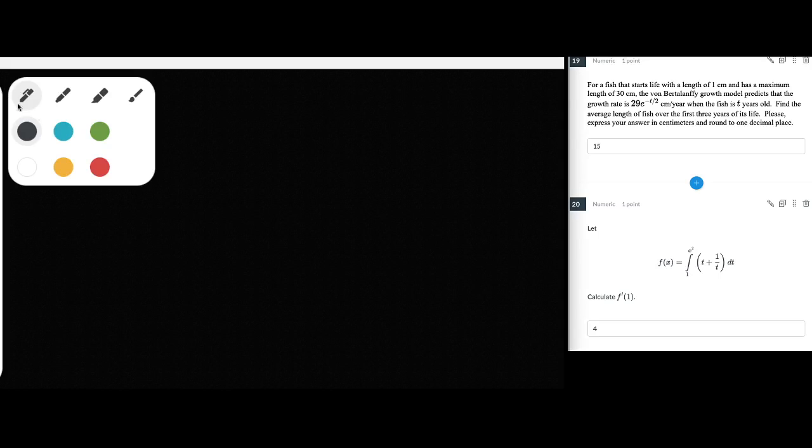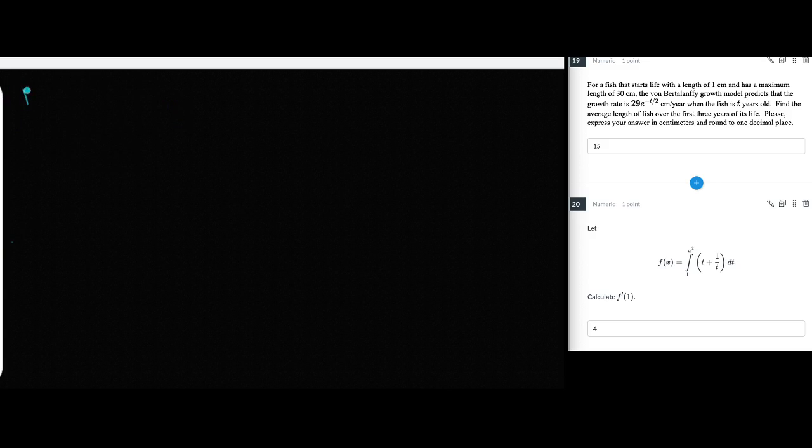Okay, our final problem for this review is number 20. In this problem, we are asked to calculate the derivative of the following function. The function is defined as an integral. The value of the function f of x can be calculated as the integral from 1 to x squared of t plus 1 over t dt.